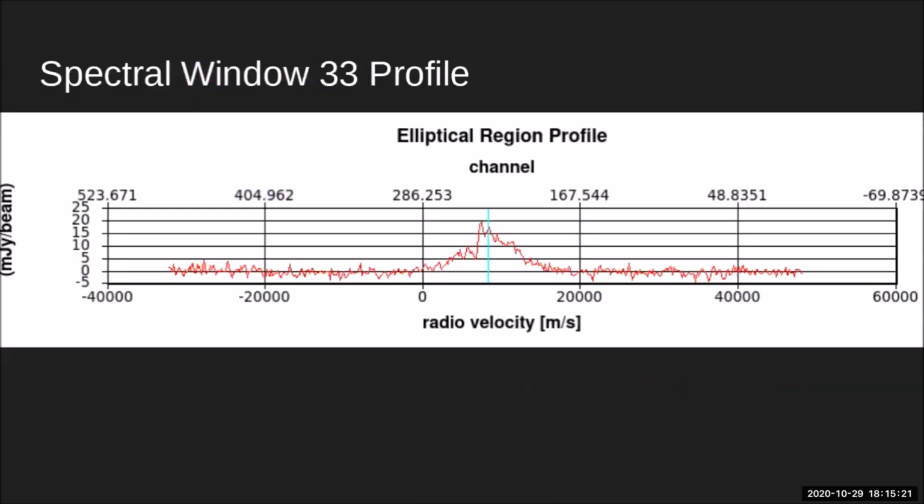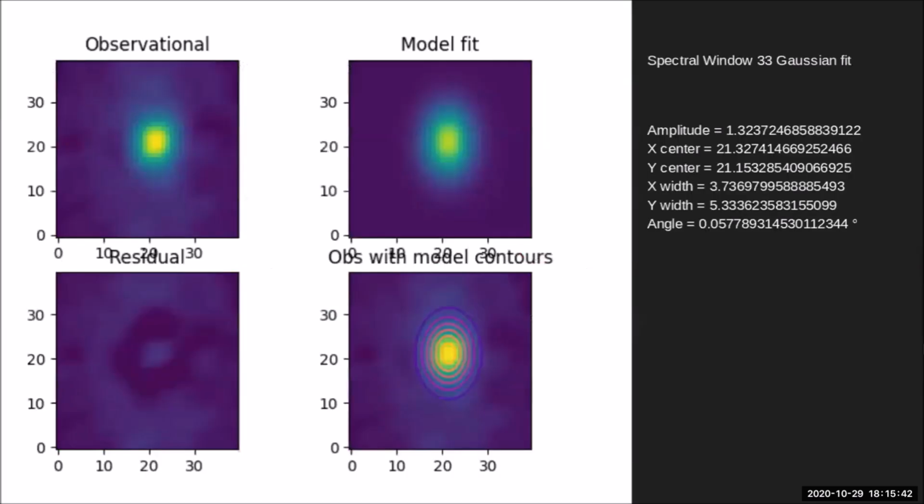And here is why we didn't break it up. This shows that most of the emission is centralized around between 286 and 167, those channels. So we wouldn't gain anything from creating separate moment maps of them.